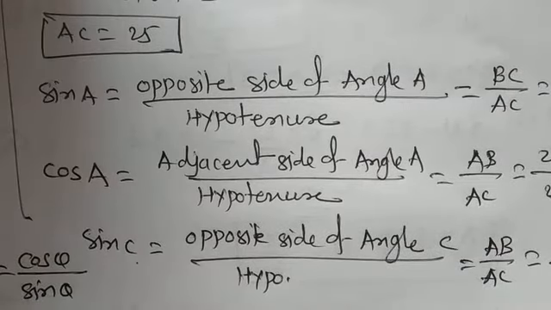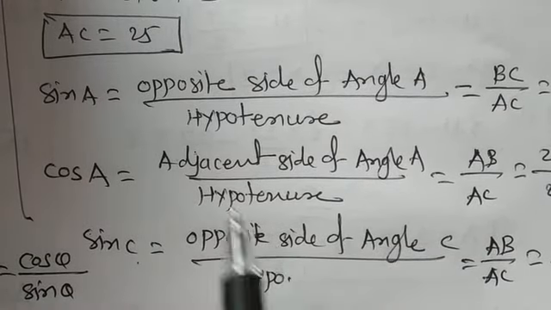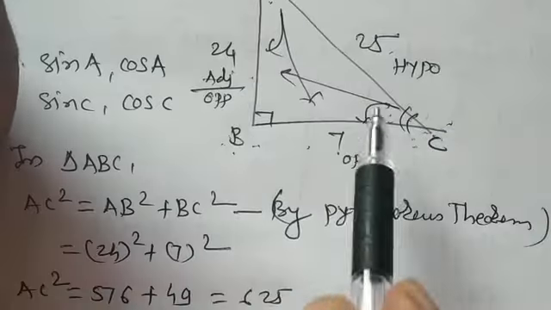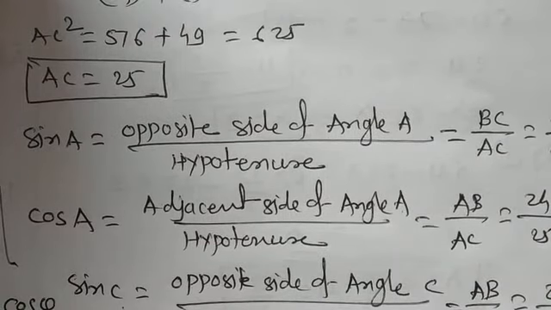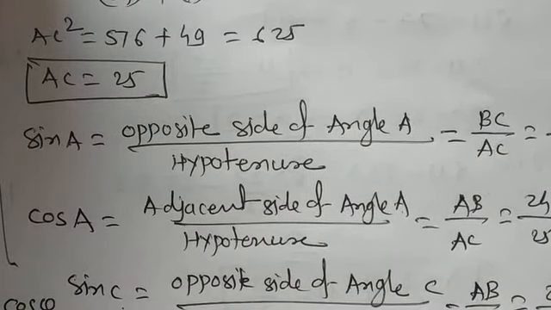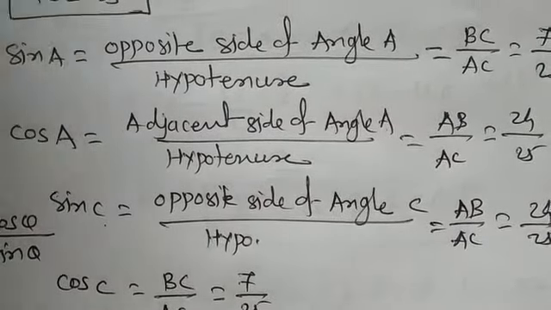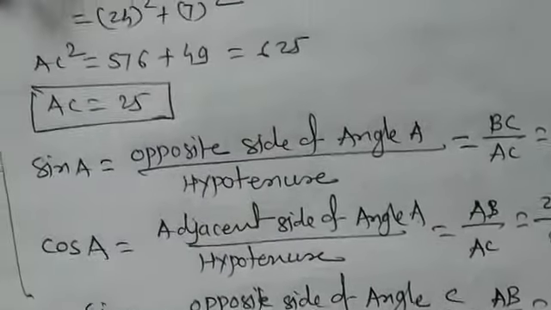And now cos C, again the formula: adjacent side of angle C. What is the adjacent side of angle C? That is BC upon AC. So you can directly write BC upon AC, that is 7 by 25. You can do all these examples in the same way, and you can easily do them well.